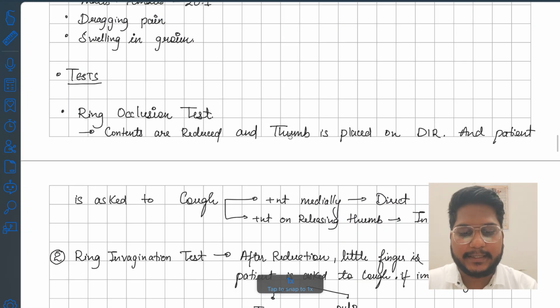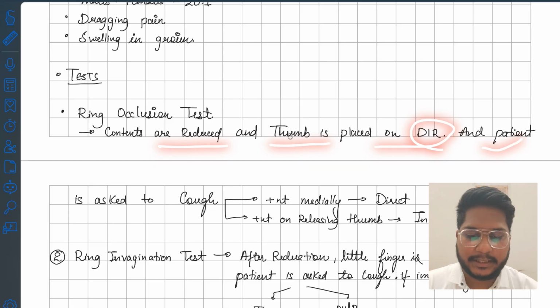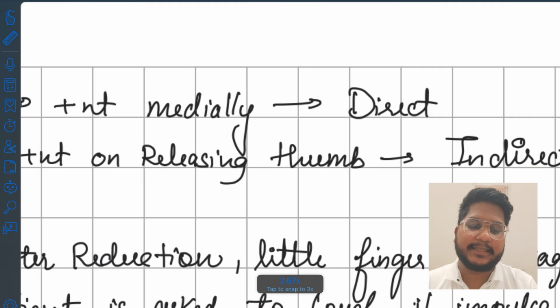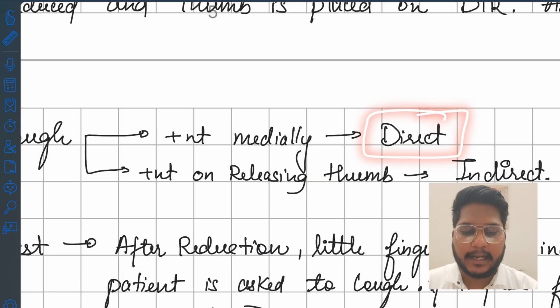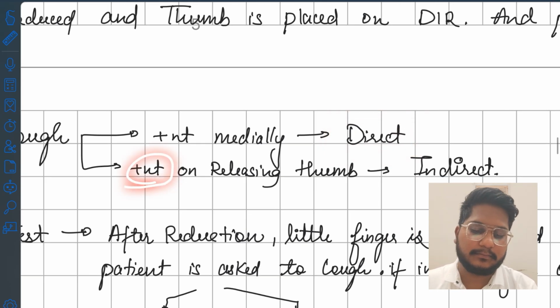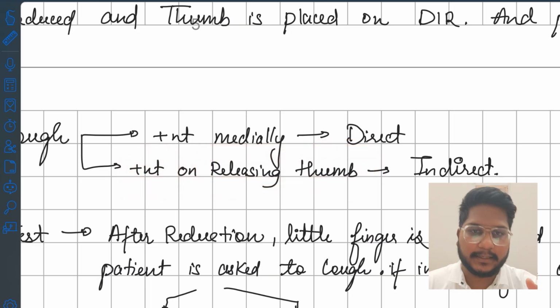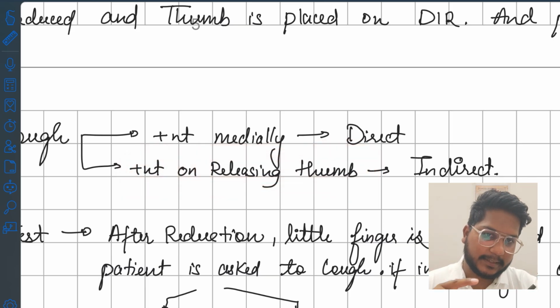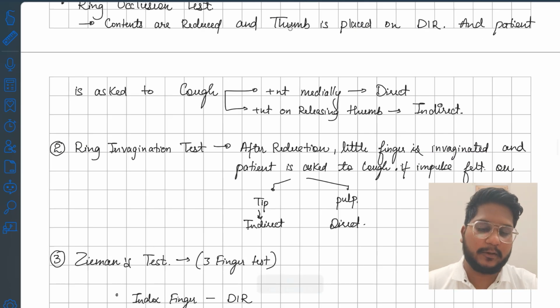In this test the contents are reduced and the thumb is placed on the deep inguinal ring, and the patient is asked to cough. If the cough impulse is present medially, it means the hernia is direct. If the swelling appears on releasing the thumb, and then we tell the patient to cough, and it comes out in that area, it means it is an indirect hernia which is coming from the inguinal canal.